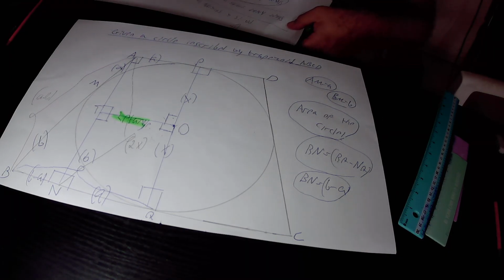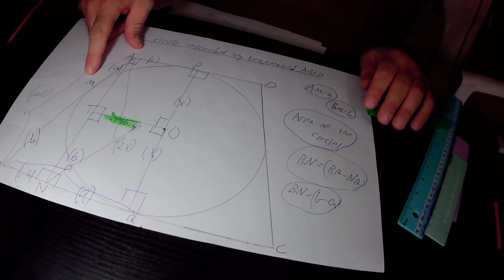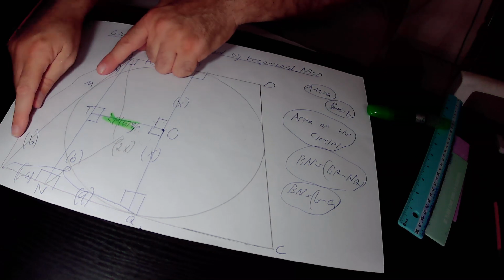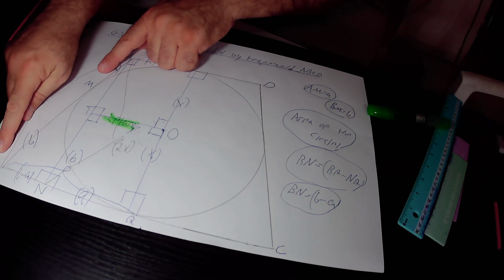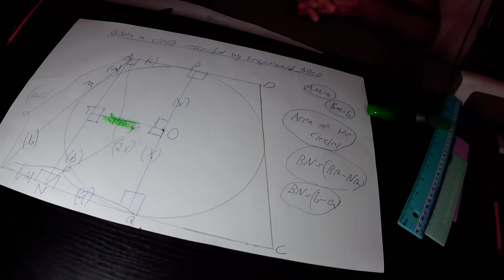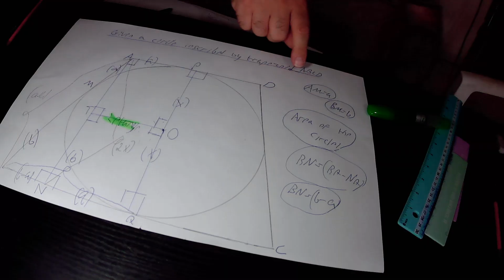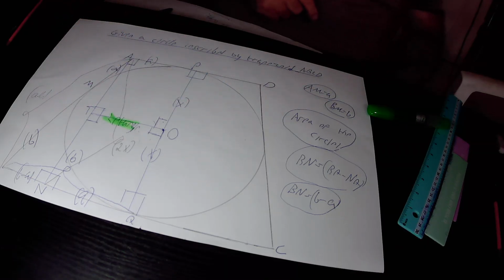We know that this is side AM, that is equal to A units in its length. This is side AB, that is equal to B units in its length. Again, our mission is to find out the area of this circle. We know that the trapezoid is a quadrilateral with one pair of parallel sides. So in this trapezoid ABCD, side AD is parallel to side BC.